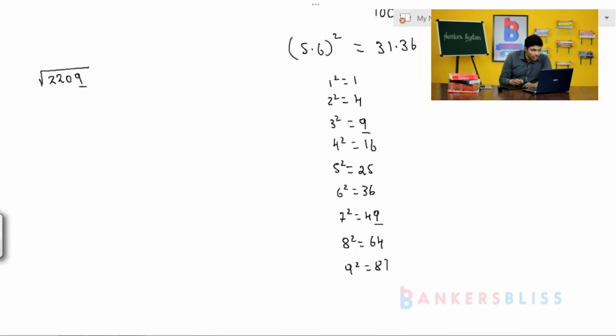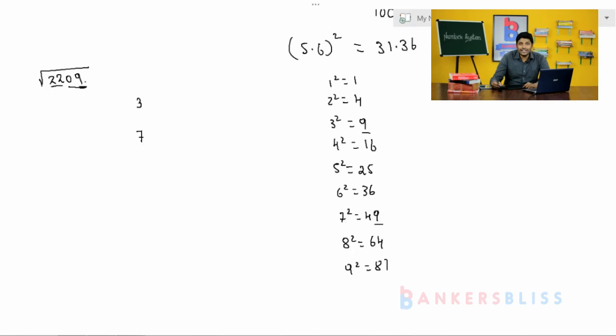In the number 2209, we have 9 in the unit digit. So, 7 square is 49, 3 square is 9. So, your answer may end with 3 or 7. Next, you have to identify the other two digits. You have to group two digits. So, 09, the unit digit is 9. So, it may be 3 or it may be 7.